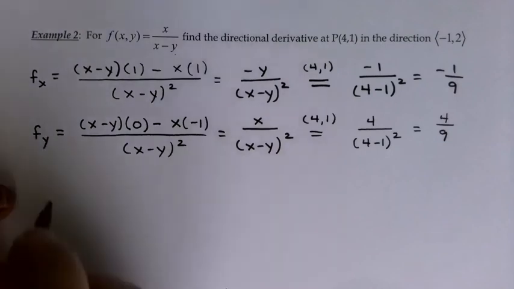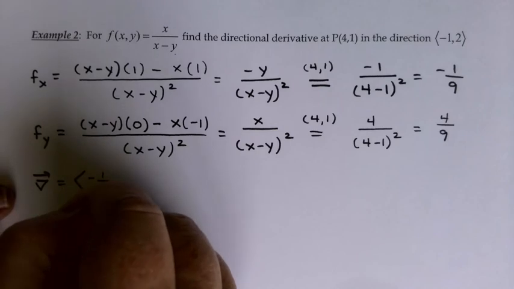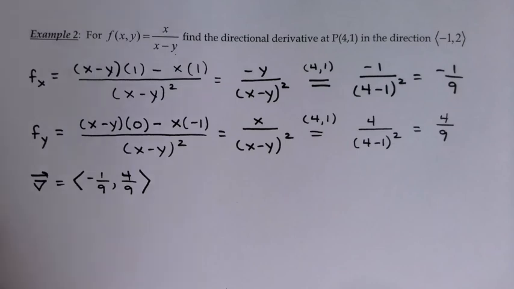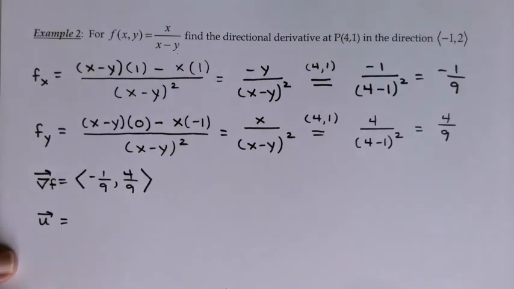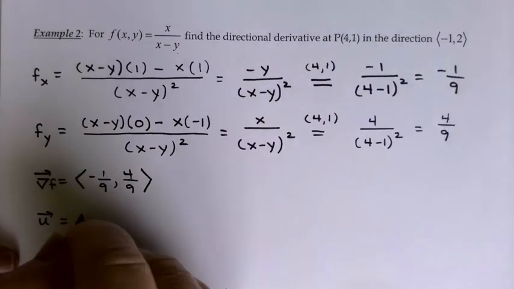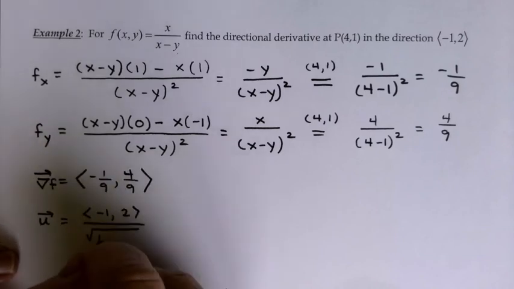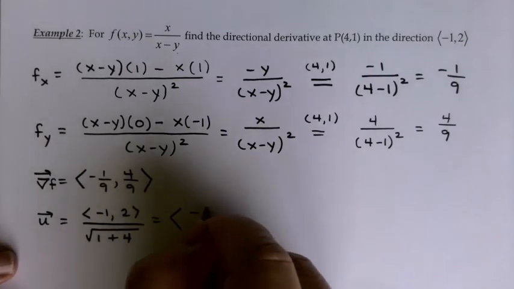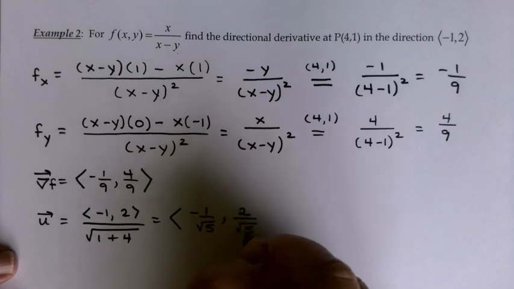All right, so that means that the gradient vector is negative 1/9, 4/9. Whoops, sorry, gradient of f. What about the unit vector? The direction is negative 1, 2. Make that a unit vector. And that's going to give me negative 1 over the square root of 5, comma 2 over the square root of 5.